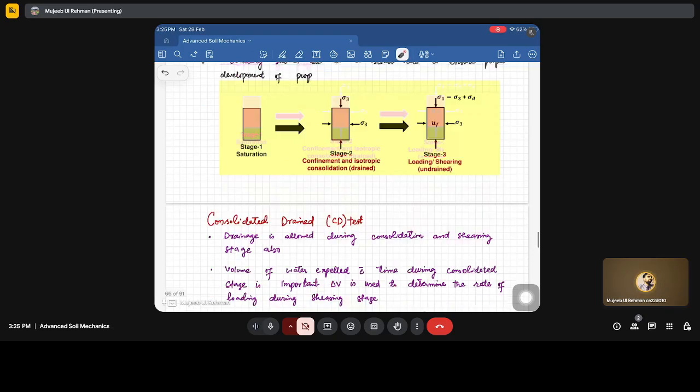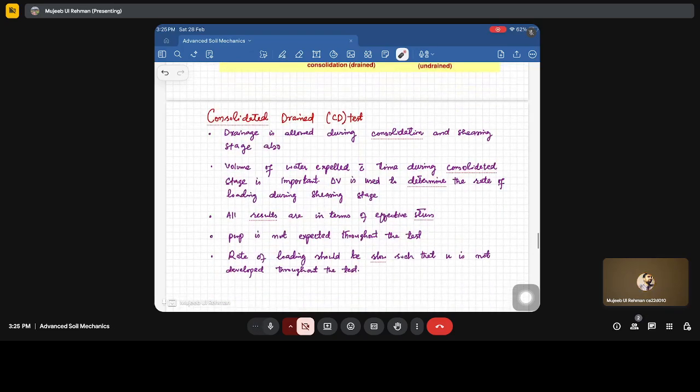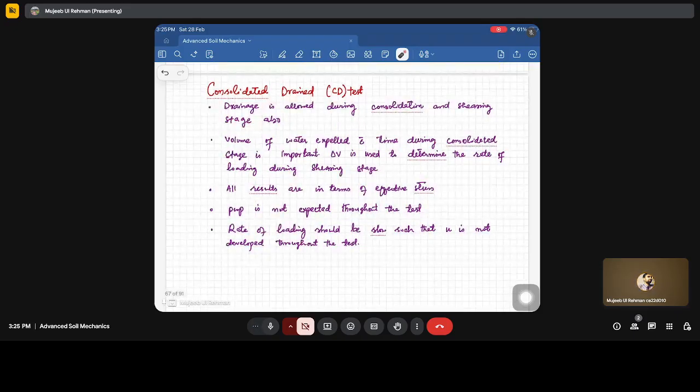Now another test is the consolidated drained test. In the consolidated drained test, drainage is allowed at both stages of the loading, whether it is the consolidation or the shearing stage. And the volume of water expelled with time during the consolidation stage is important. Why? Because whatever volume of water comes out during the consolidation phase will determine the rate of shearing in the shearing stage. All the results are in terms of effective stress.